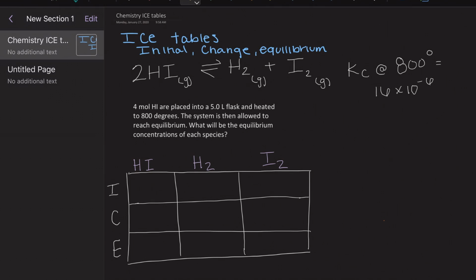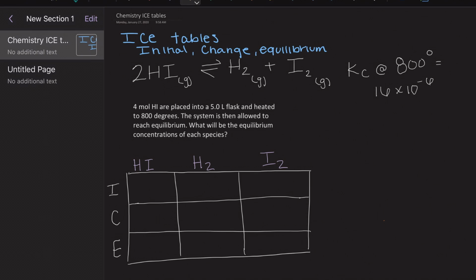This problem asks, 4 moles of HI are placed into a 5-liter flask and heated to 800 degrees. The system is then allowed to reach equilibrium. What will be the equilibrium concentrations of each species?